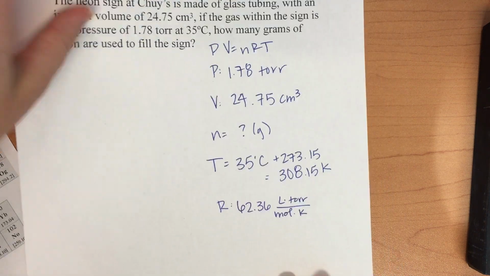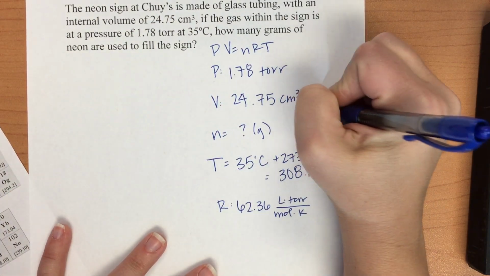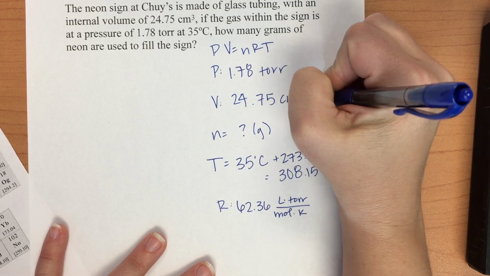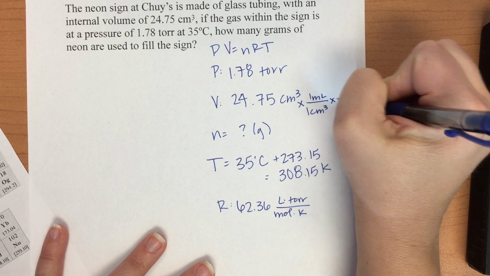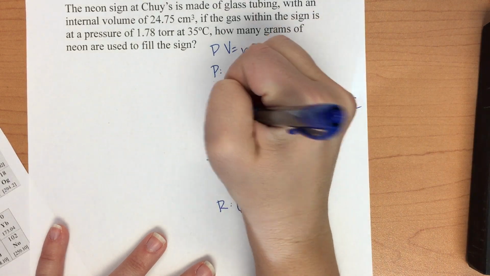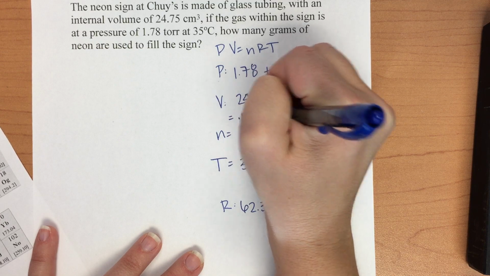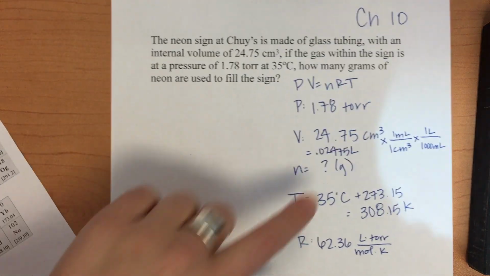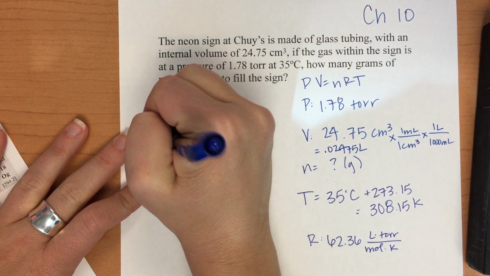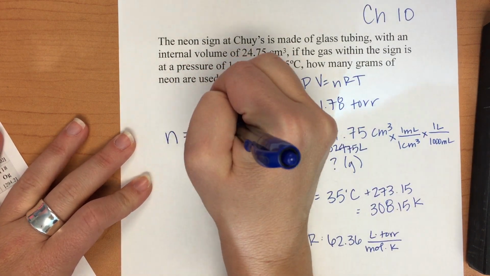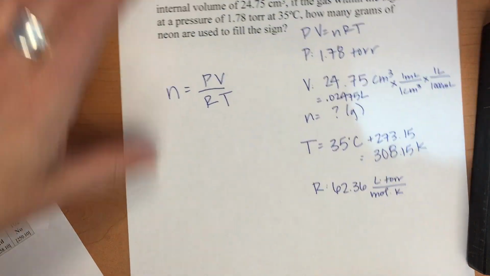If we want to convert cubic centimeters to liters, it turns out that 1 cubic centimeter is equal to 1 milliliter, and there are 1,000 mL in 1 liter, so our volume is 0.02475 liters. Now we can rearrange our PV equals nRT equation to where n equals PV over RT and start filling in the values.